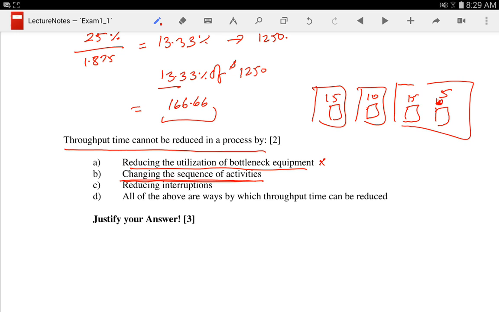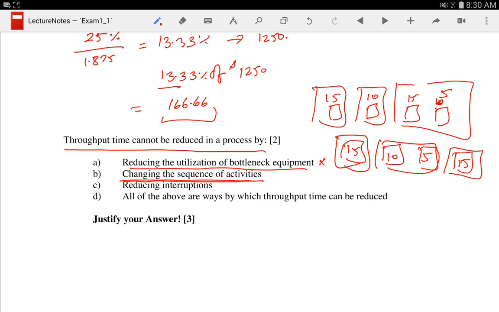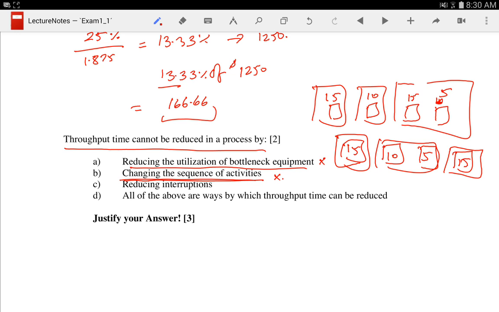Okay. Now we change the sequence of the task and make it 15 here, 10 here, 5 here, and 15 here. We've changed the sequence, and if we assign workers this way, then that might change the flow time. This example might not be the best one, but you should be able to see that if we change the sequence of the activities such that the bottleneck is changed, the work assembly is balanced, then that would reduce the throughput time. So this is not a good answer either.